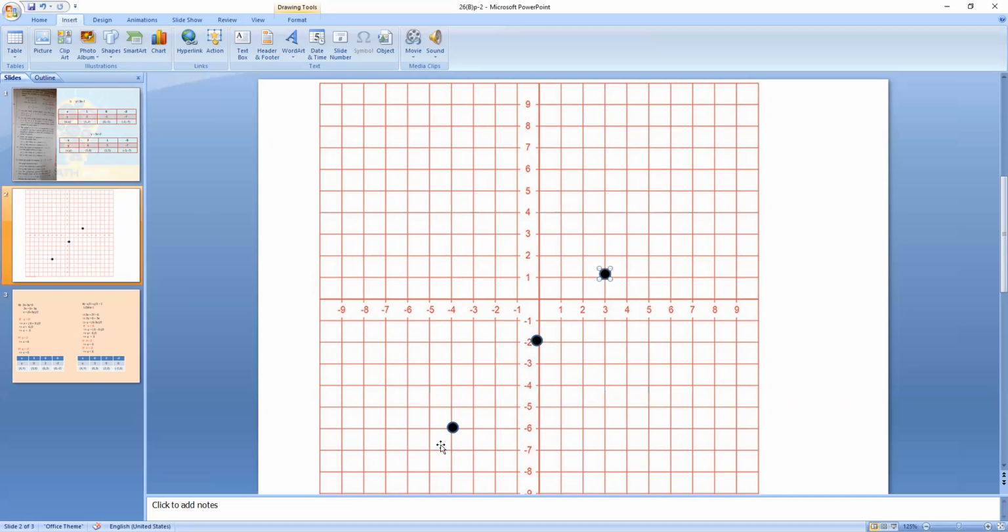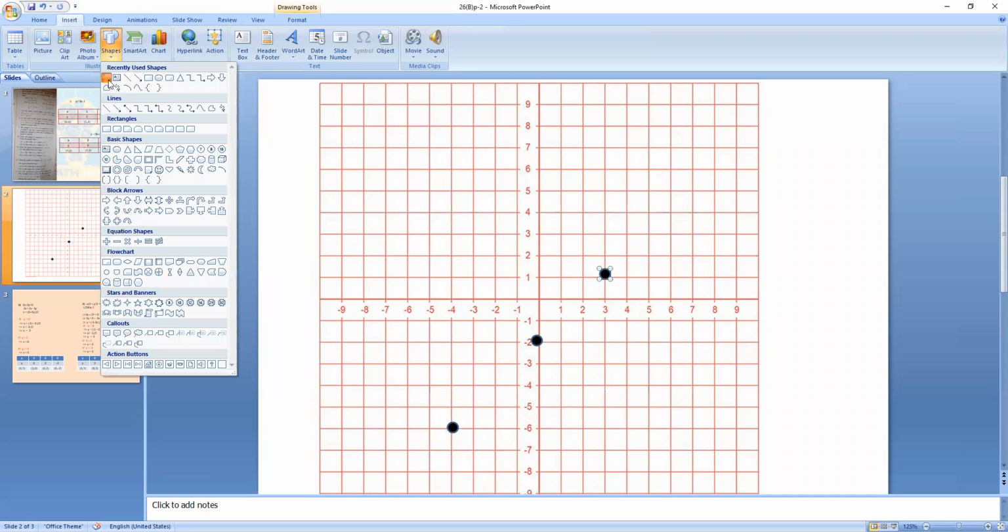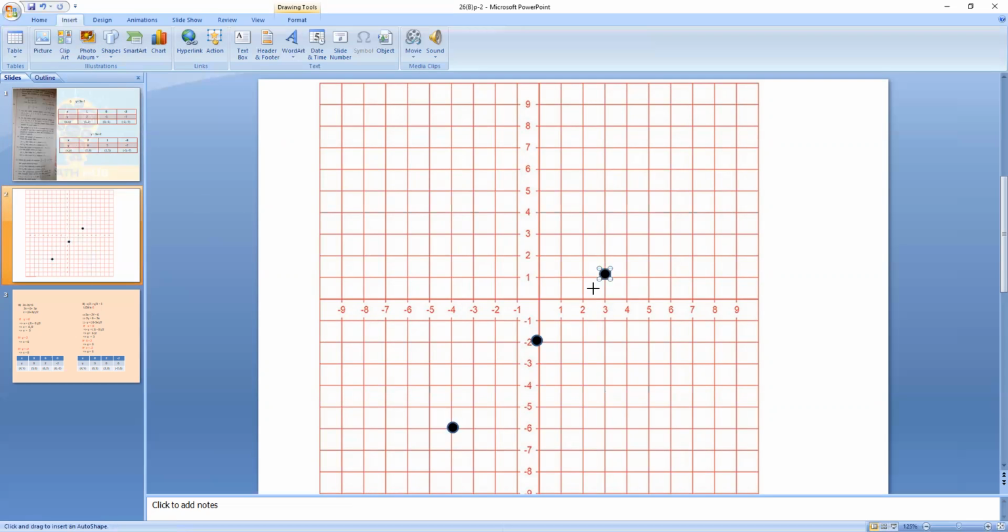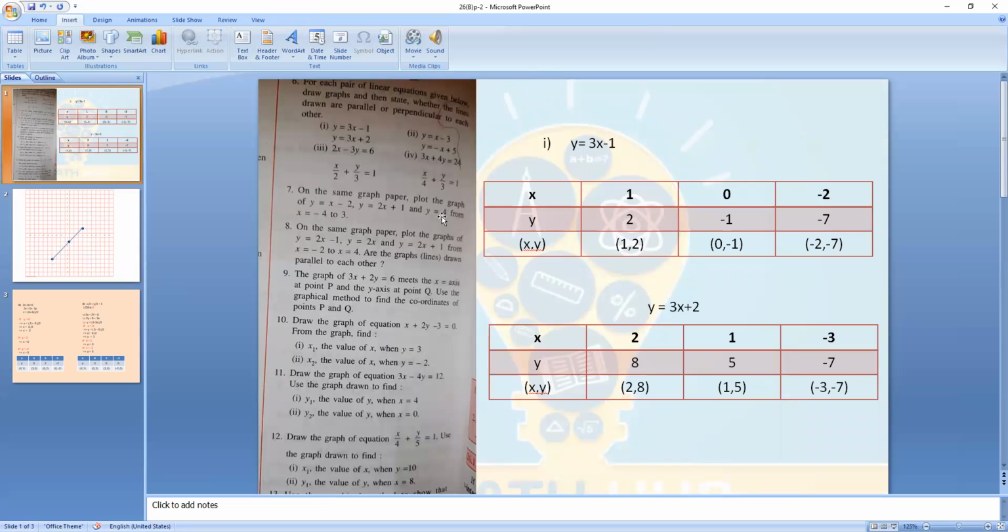So this is the ending point, this is the starting point, and this is the middle point. So from there to there only we have to draw the line. Why? Because they are asking to draw from that point to this point. So you have to draw up to here only. You are not supposed to extend the line. Okay. Next, in the same way, you have to draw the two lines also.